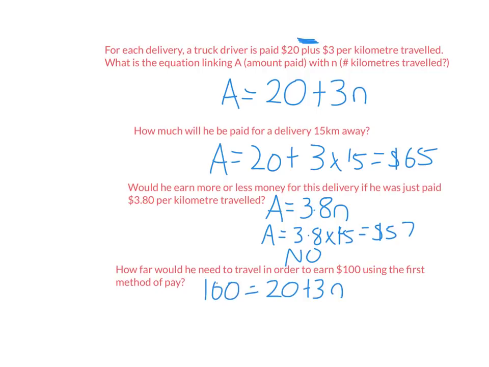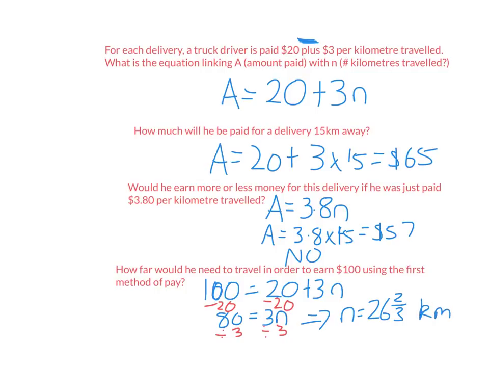So hopefully you remember how to solve equations like this. I need to undo everything that's been done to N in the opposite order to BODMAS. So first thing I need to do is subtract 20 from both sides. So I get 80 equals 3N. Now 3N means 3 times N, and the way I undo multiplying is dividing. So I divide each side by 3. Now the answer I get isn't a whole number. I get N equals 26 and 2/3, or 26.6 recurring kilometres.